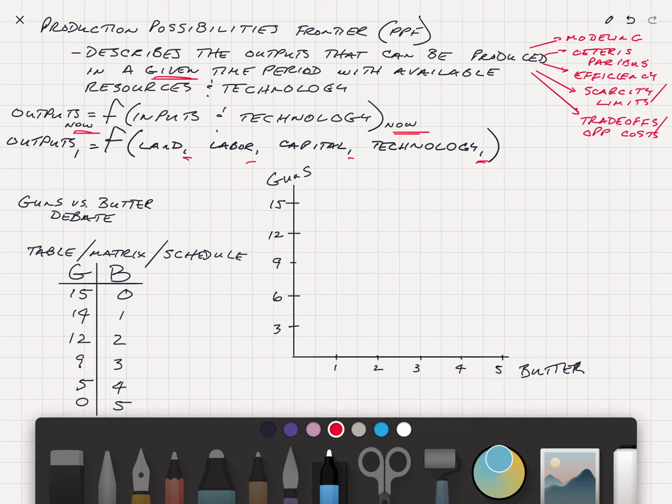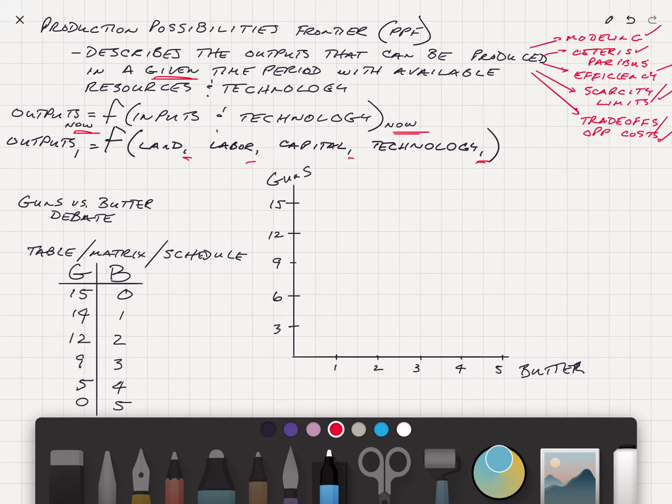So now stop and think about this. We're building a model that is basically going to explain everything that we talked about with the scarcity definition of economics and a little background regarding that modeling, ceteris paribus, efficiency, scarcity, and trade-offs.